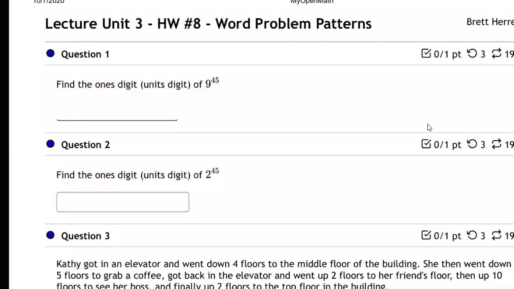Okay, so find the ones digit. Find the ones digit, the units digit, of 9 to the 45th power. 9 to the 45th power.